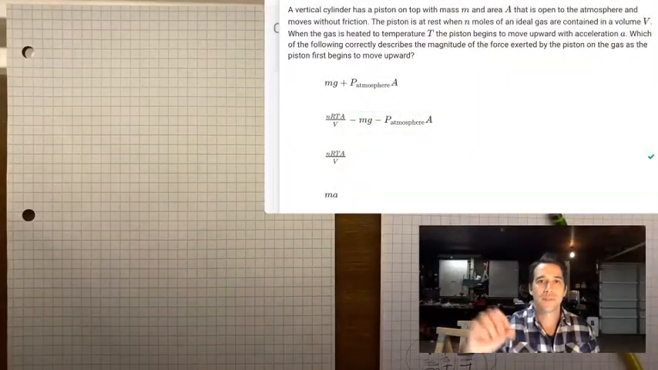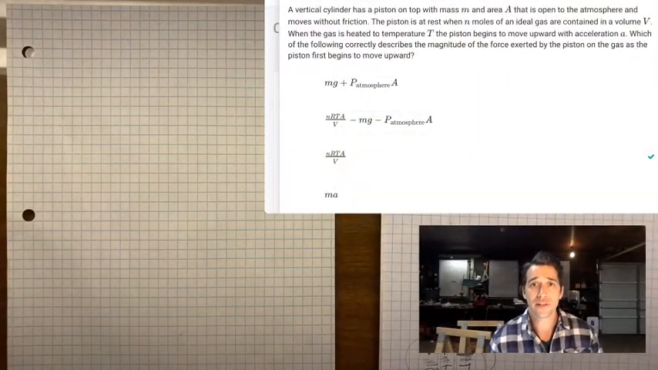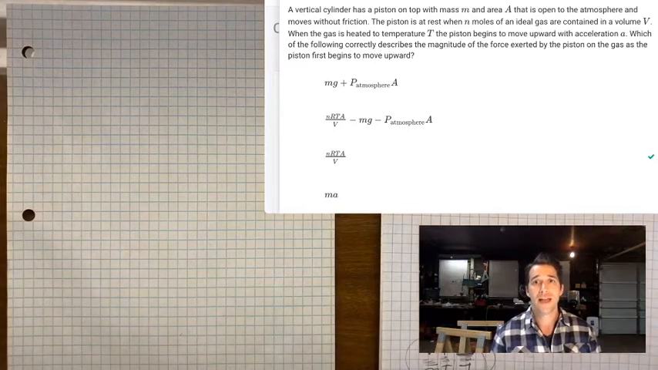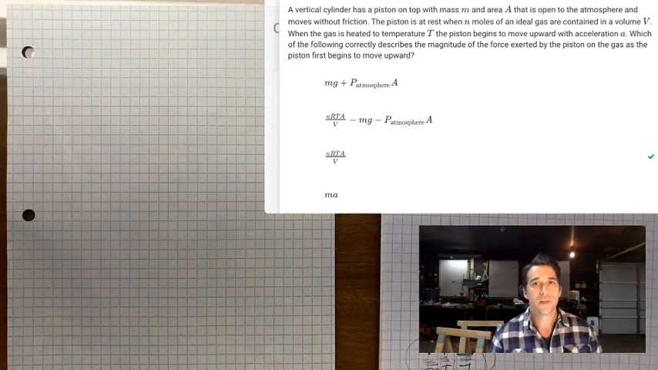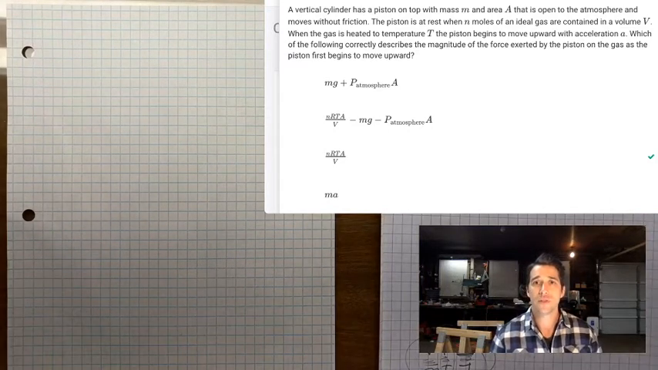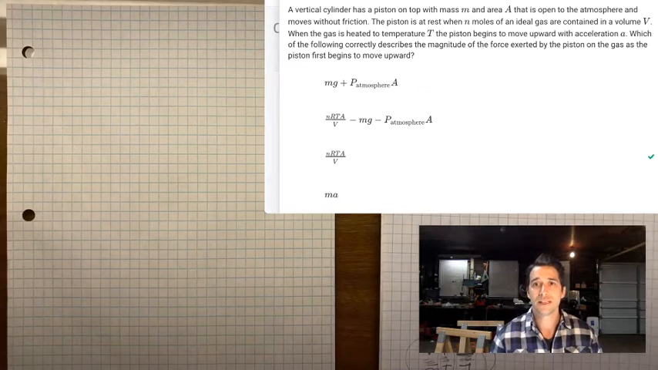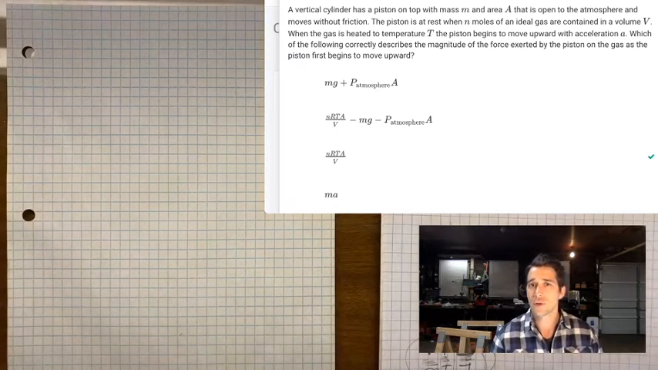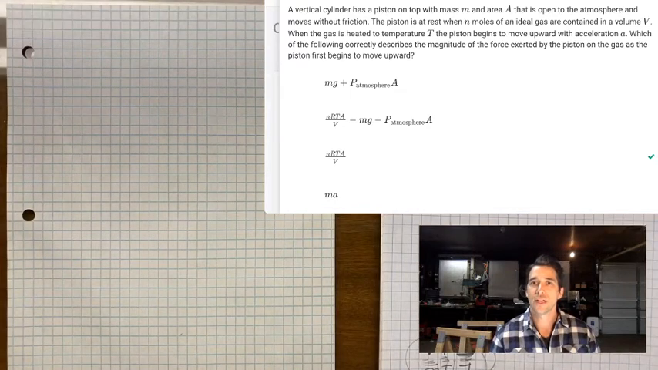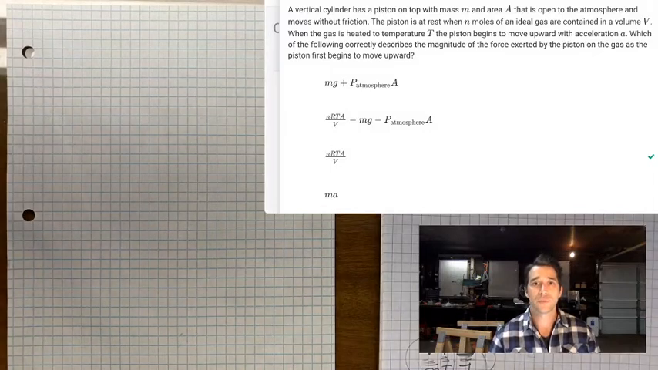Let's take a look. So we have a vertical cylinder that has a piston on top with mass M and area A that is open to the atmosphere and moves without friction. The piston is at rest when N moles of an ideal gas are contained in a volume V. When the gas is heated to temperature T, the piston begins to move upward with an acceleration A. Which of the following correctly describes the magnitude of the force exerted by the piston on the gas as the piston first begins to move upward?